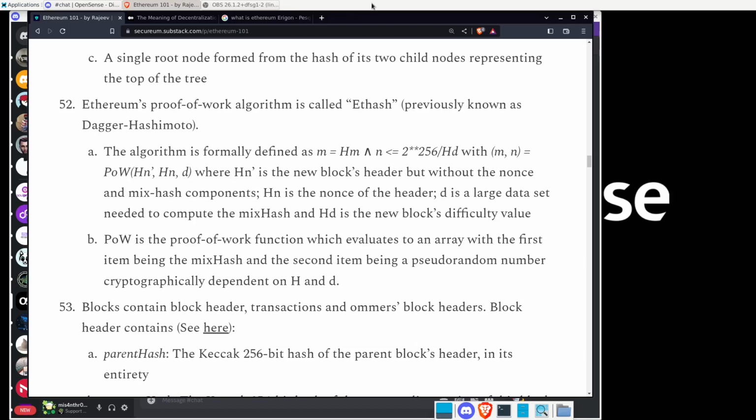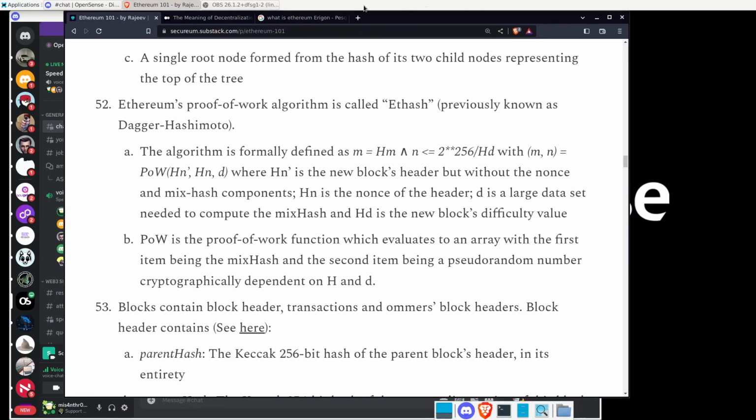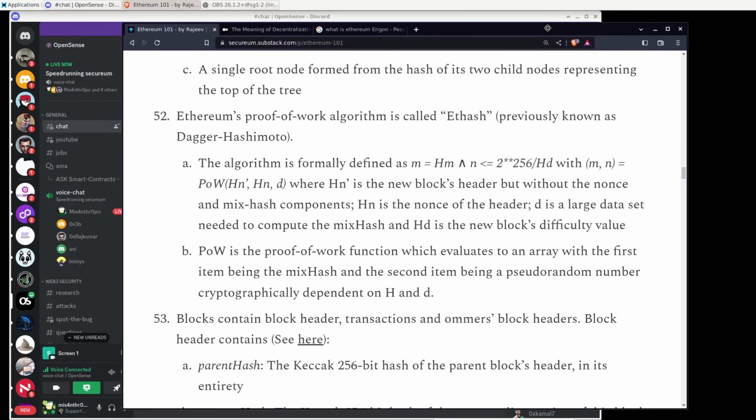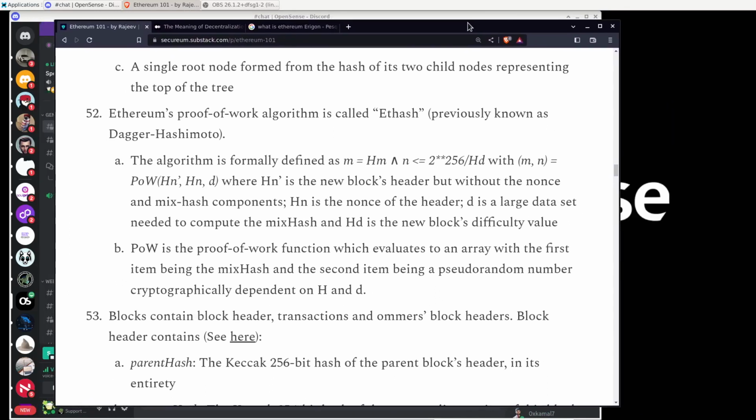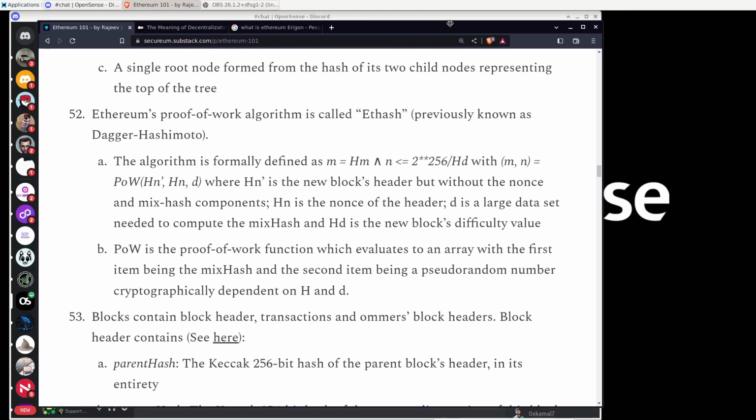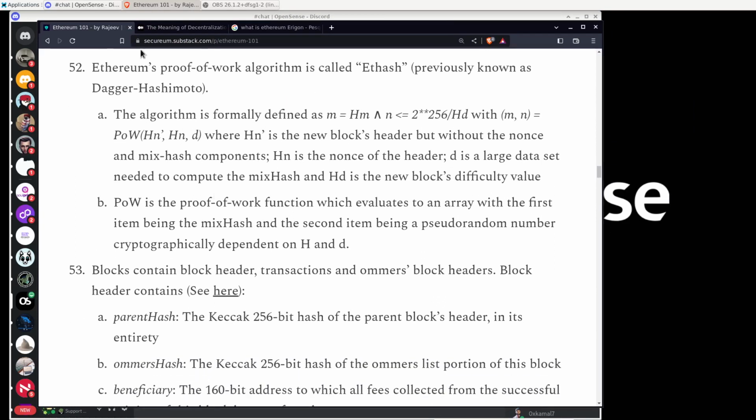Ethereum proof of work algorithm. Ethereum's proof of work algorithm is called Ethash, previously known as Dagger Hashimoto. Yeah, we actually changed that. We don't even use that anymore, but I'm gonna cover it here anyway.